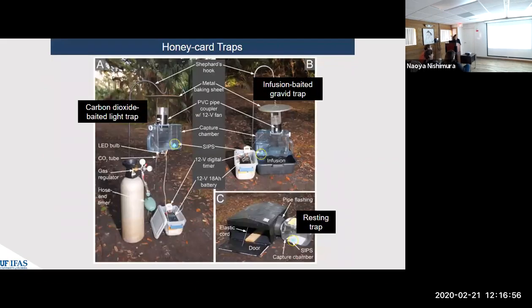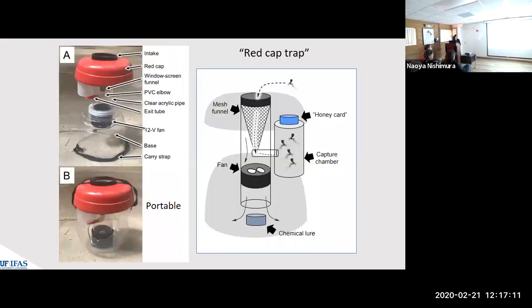Here we have a gravity trap, a light trap, and a resting trap. The capture chamber of each trap was designed to accept a honey card to collect mosquito saliva for our virus detection. This is the red cap trap. It's a very inexpensive trap, and it was designed specifically for Aedes aegypti seeking a blood meal. In the capture chamber of this trap, it's also designed to accept a honey card to collect mosquito saliva for arbovirus detection, and also to provide sucrose solution to increase the captured mosquito survival.